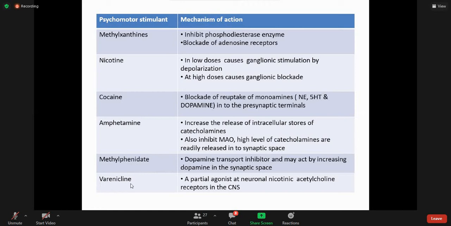Varenicline, this is a very important drug as far as the MCQ is concerned, because varenicline is a partial agonist at the neuronal nicotinic acetylcholine receptor in the CNS, and this is one of the drugs that can be used in a person who is really interested in quitting smoking. Having partial agonist activity at the neuronal nicotinic acetylcholine receptor, by using varenicline one can avoid the withdrawal symptoms due to quitting smoking, right? So this is one of the drugs that can be used, varenicline.